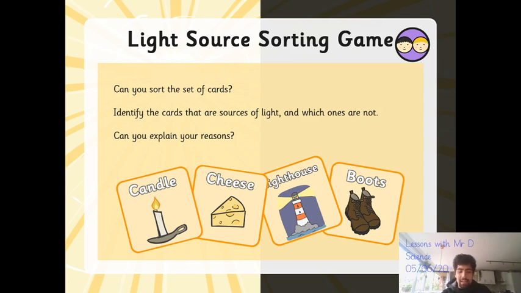So I'm going to put some light sources. We would play this as a game, as a task, but you can't do that because we're at home. So I'm going to show you some different cards and they've got different things on. And you've got to decide whether you think it's a light source, a source of light, something that gives out light, or whether it's not a light source, and try and explain your reasoning behind it.